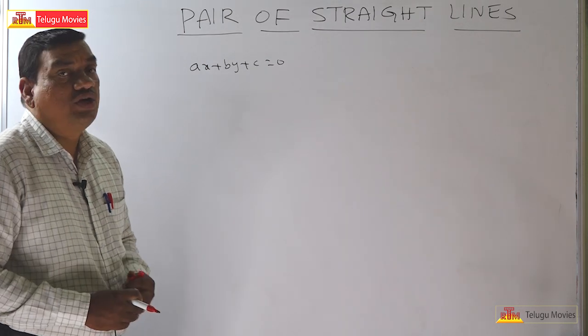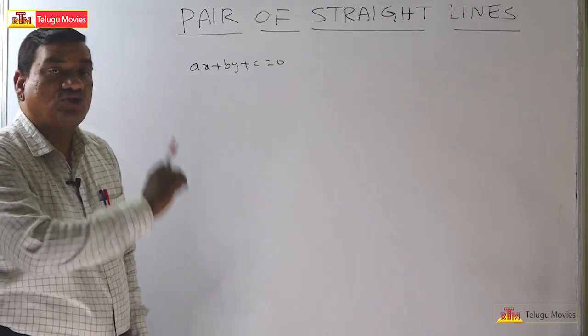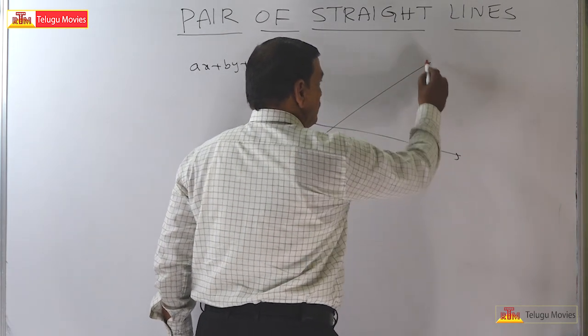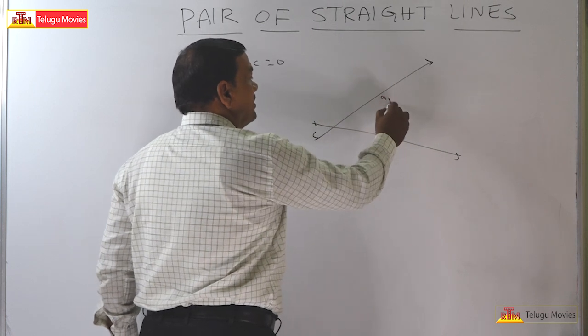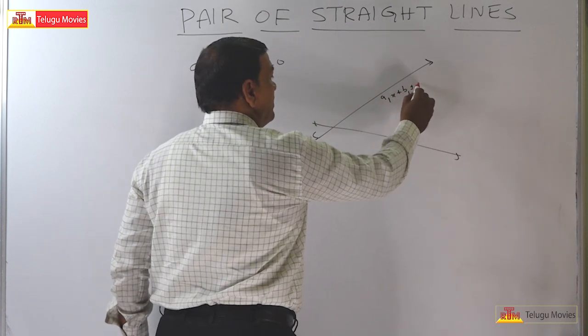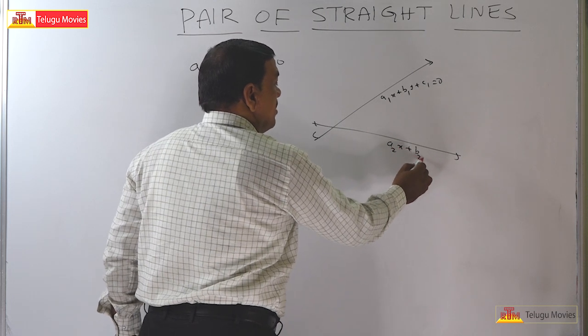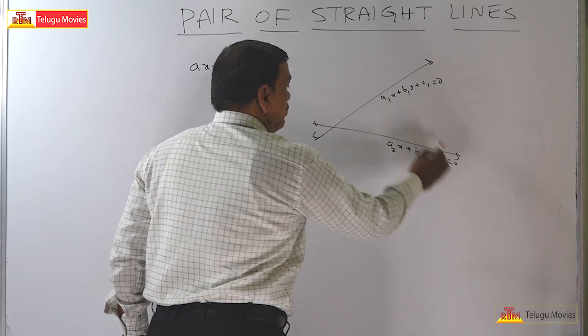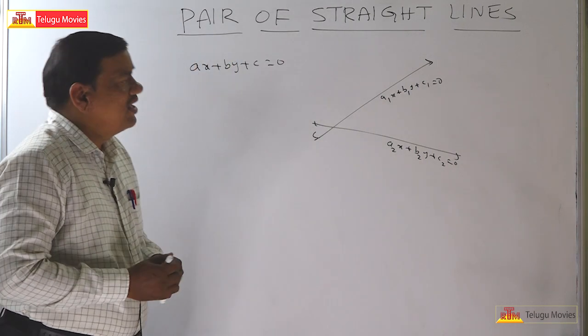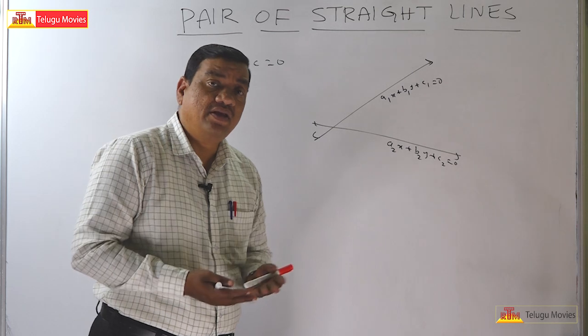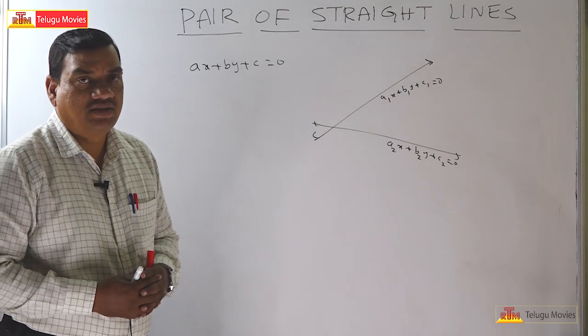Now we are going to discuss if there are two straight lines. One is a1x plus b1y plus c1 is equal to 0. Another one is a2x plus b2y plus c2 is equal to 0. There are two straight lines. They may be intersecting lines, they may be parallel lines, they may be coincident, whatever it may be.